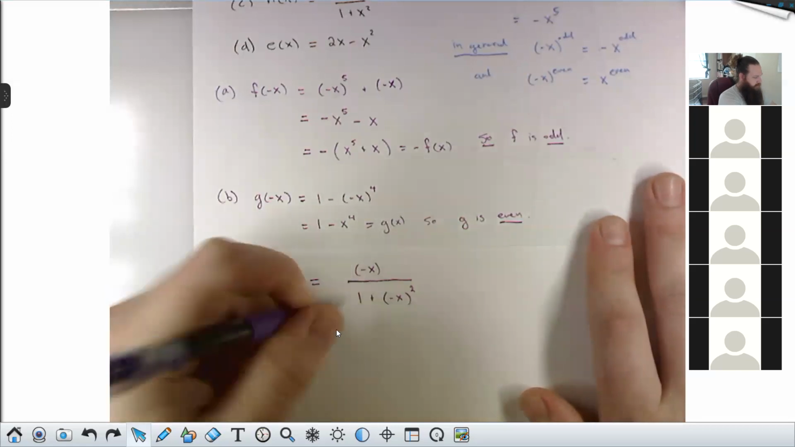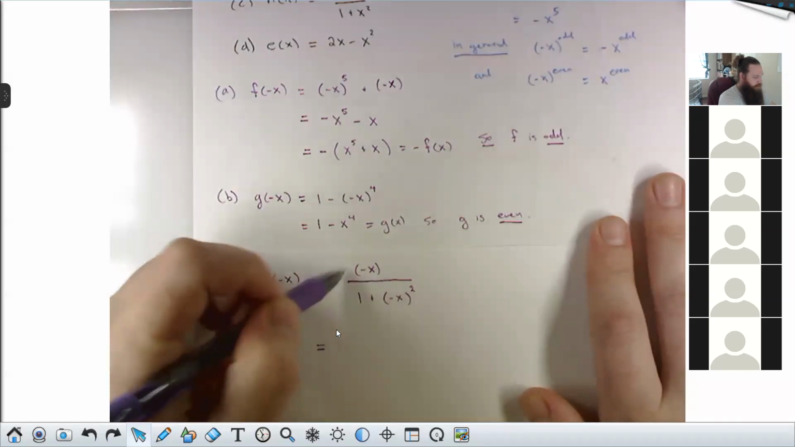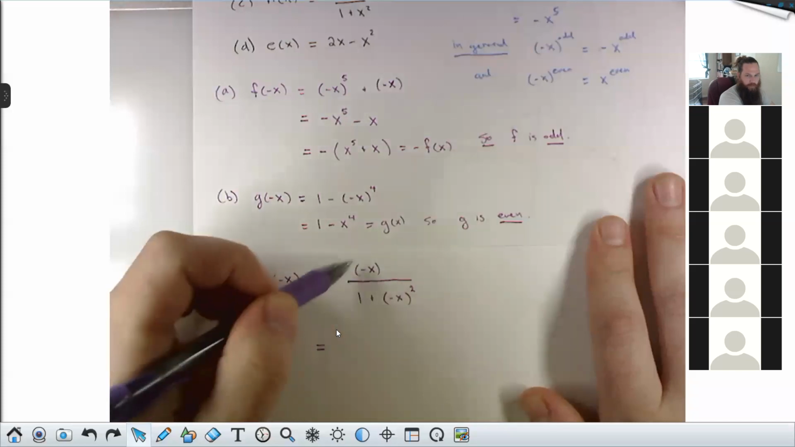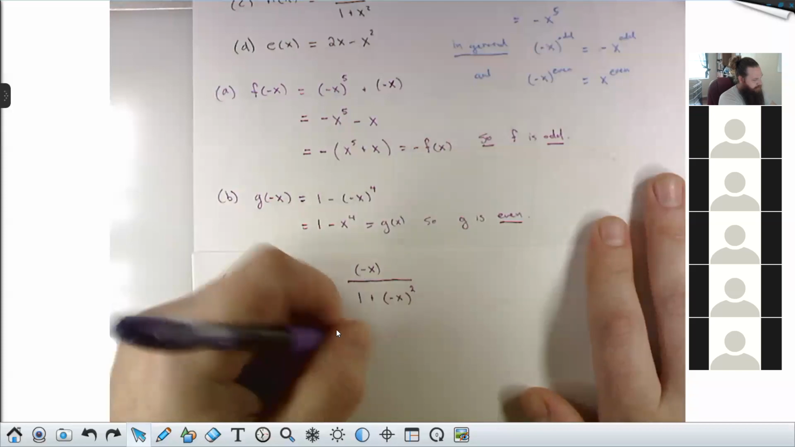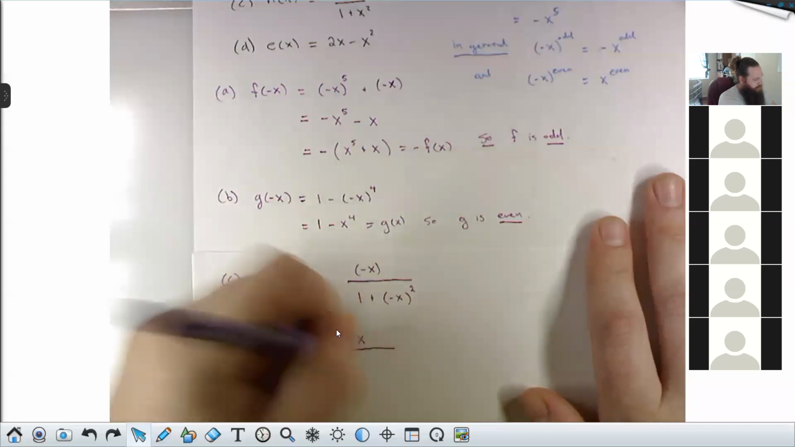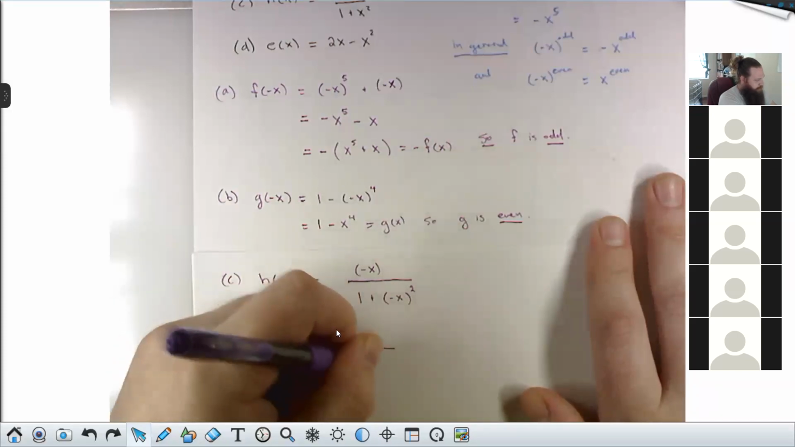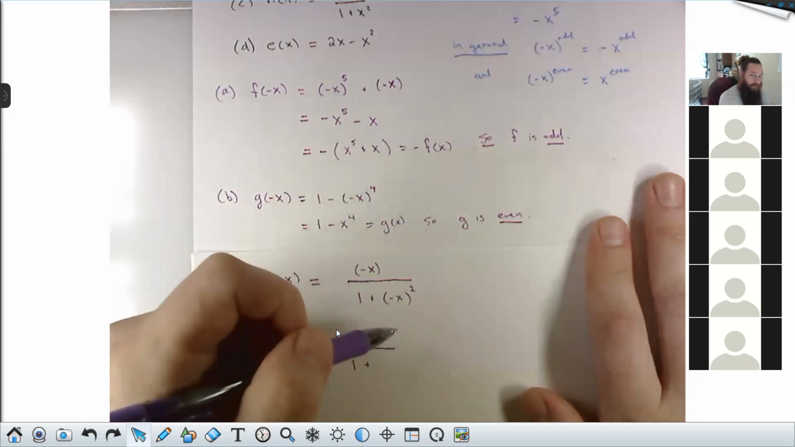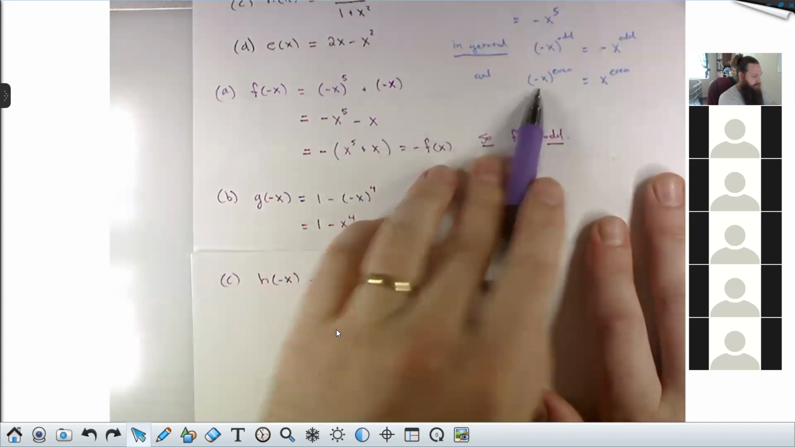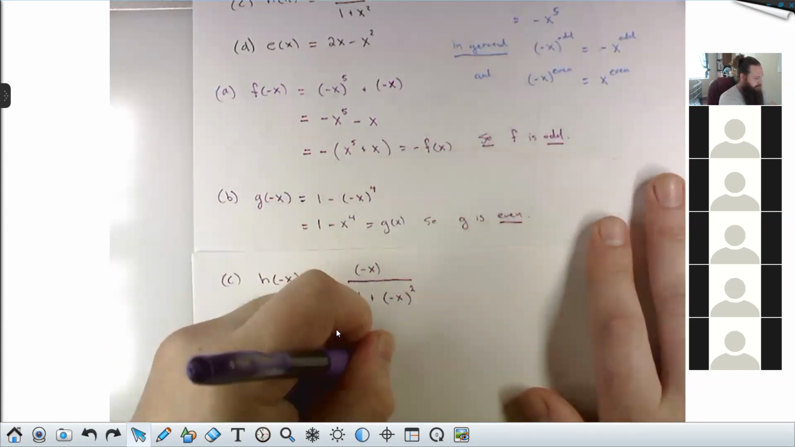Upstairs there, this negative x, there's no power here, there's no constant here, there's nothing else going on upstairs besides the negative x, so I can get rid of that parentheses. Downstairs here, 1 is just 1 plus, and then negative x squared, that's negative x to an even power, so it's the same as just x squared.